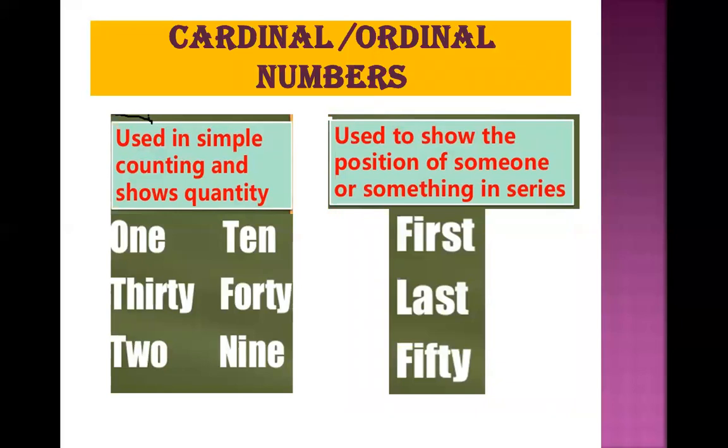These are the cardinal numbers and the ordinal numbers. As we were talking about quantifiers, cardinal numbers and ordinal numbers also come under quantifiers. Cardinal numbers are used in simple counting and show the quantity, that is 1, 2, 3, 4. Whereas ordinal numbers are used to show the position of someone or something in a series: first, last, second.